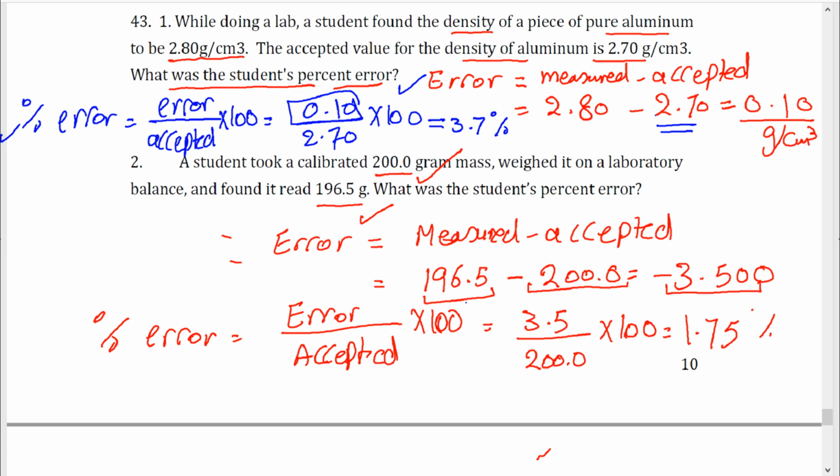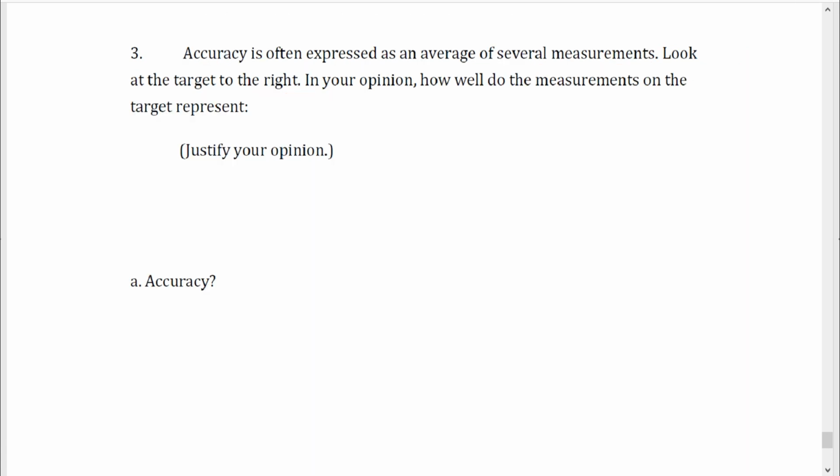Again, we need to round our answer to the correct number of significant figures because we have here 3.5, which has two significant figures, so we need to change this number into two significant figures. 5, so I'm going to add 1 here, making it 1.8%. Accuracy is often expressed as an average of several measurements. Look at the target to the right. In your opinion, how well do the measurements on the target represent? And we are done with this question.